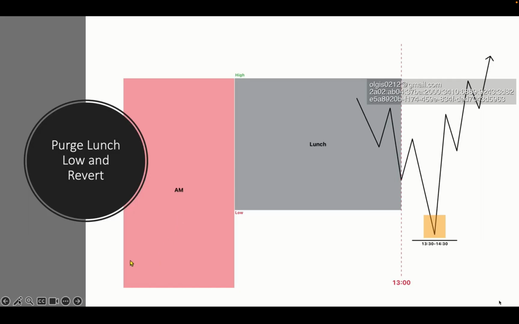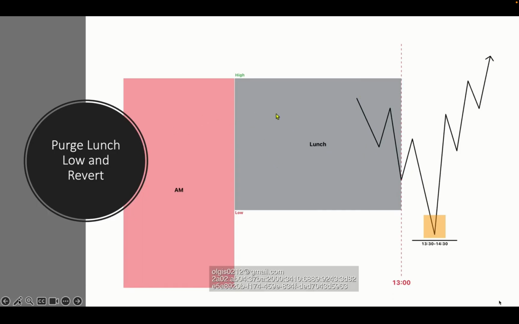It is important, however, to note that AM should be an expansion leg higher and that lunch should be a consolidation or retracement into an imbalance from the AM session. So we have not only the liquidity that's important, the time-based liquidity that gets taken at the right point in time, but we also have the imbalance that gets traded into.